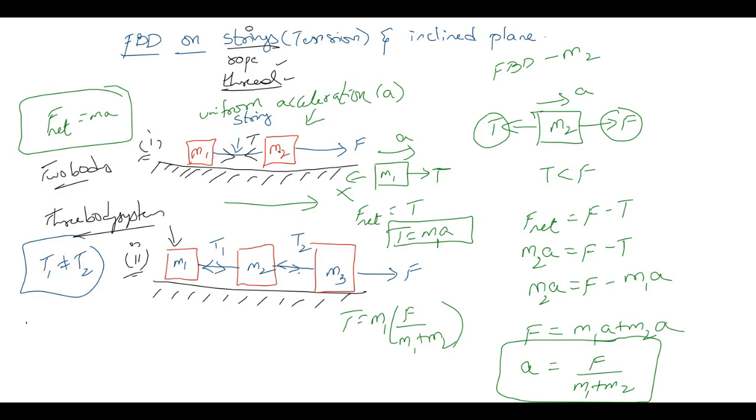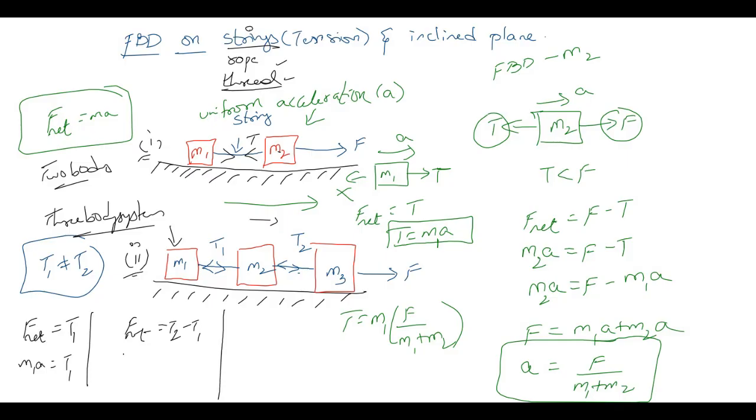Here, for M1, the net force will become only tension. Here M1 into A is equal to T. For the second block, M2, this is applying T1 tension this side. So for T2, net force is equal to T2 minus T1, because the body is moving along this direction. T1 will be less than T2 for this body. So net force is equal to T2 minus T1.